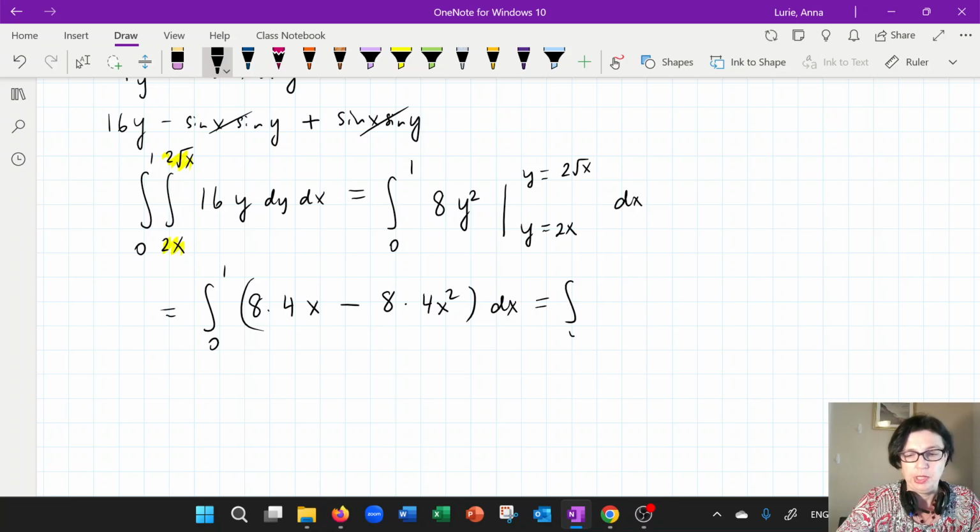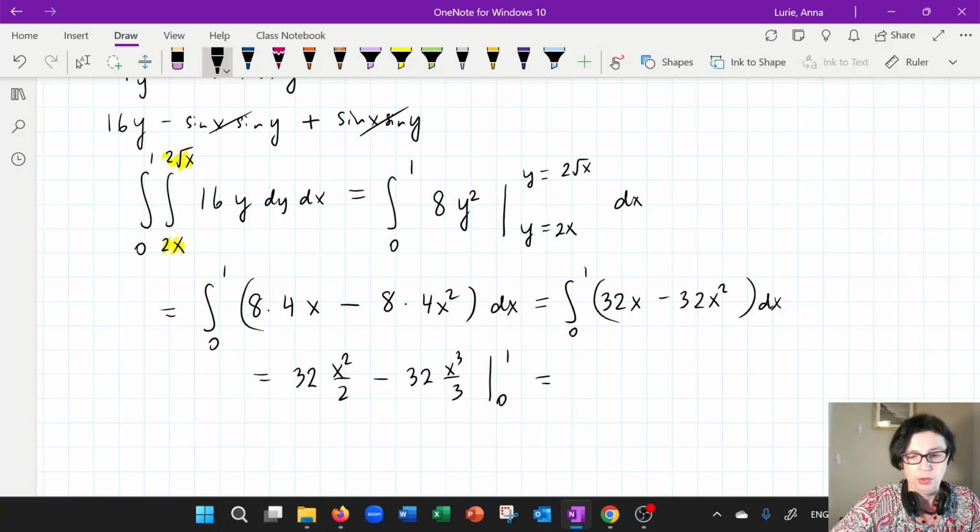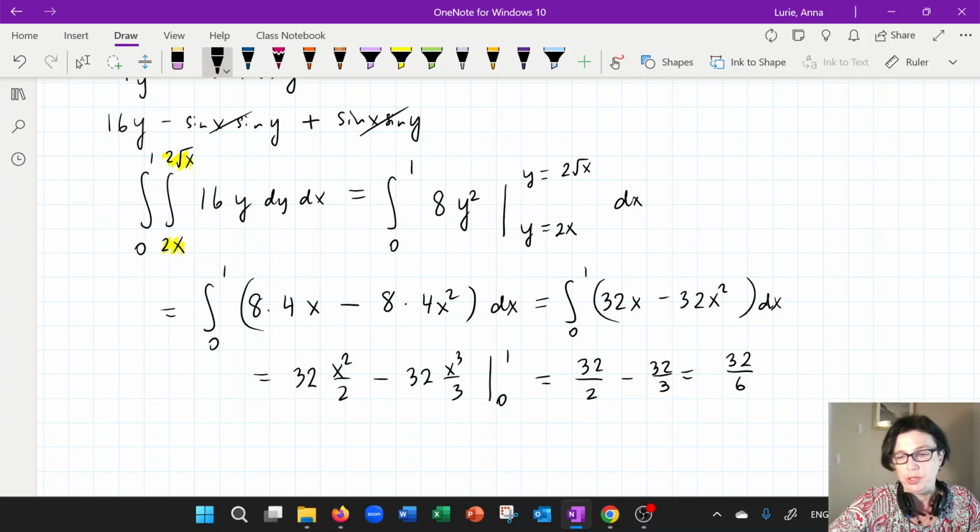Okay, let's simplify this. 8 times 4 is 32. Integrating that with respect to x becomes 32x squared over 2 minus 32x cubed over 3, and we're substituting 0 and 1. So I get 32 over 2 minus 32 over 3, which is the same thing as 32 over 6. We can probably simplify that. So this will be 16 thirds, I think, but that's it.